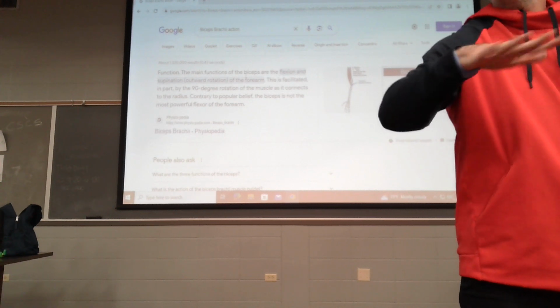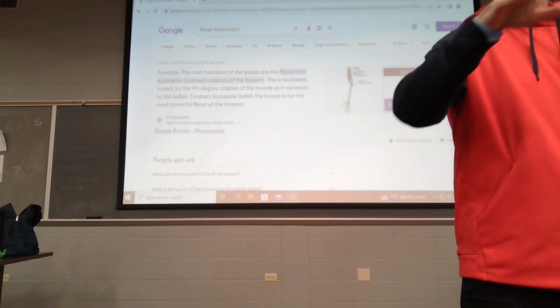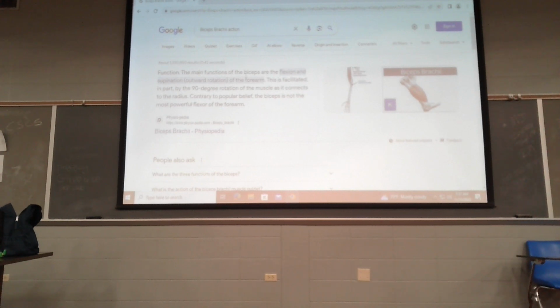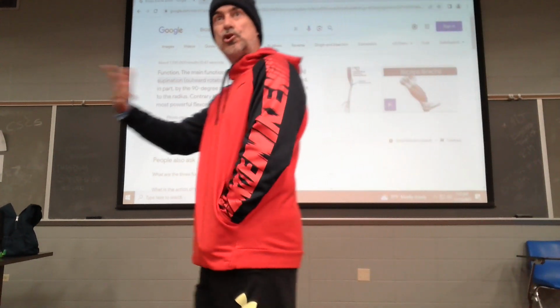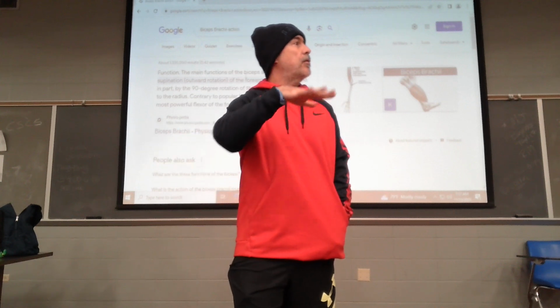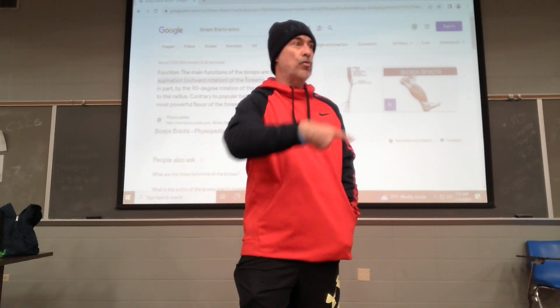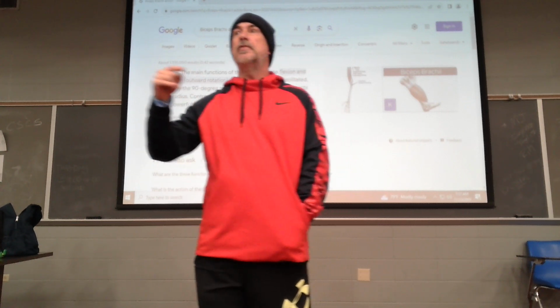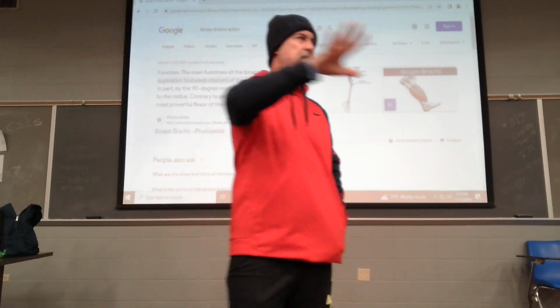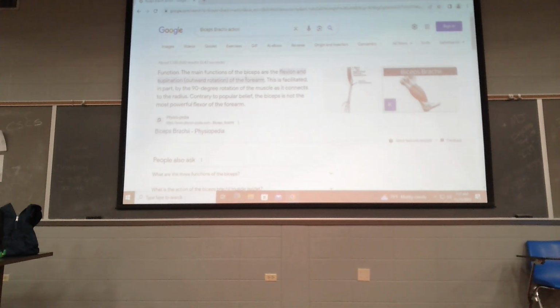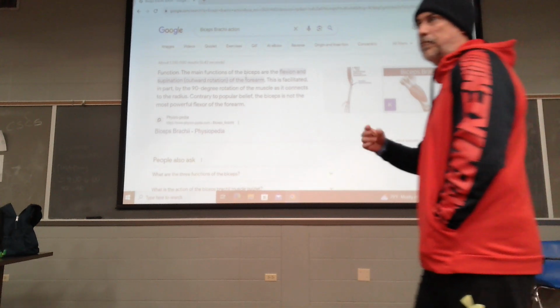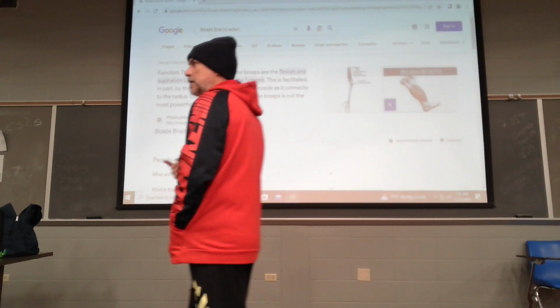Isometrics, there's no motion at all. So when you associate action, it makes your brain think, well, something's got to move. And as we're going to see in a lot of different examples, muscles can still do a job, but they won't necessarily produce motion. So in this class, so that we're all on the same page, we are going to use the term function.